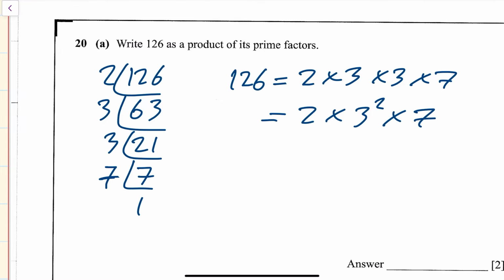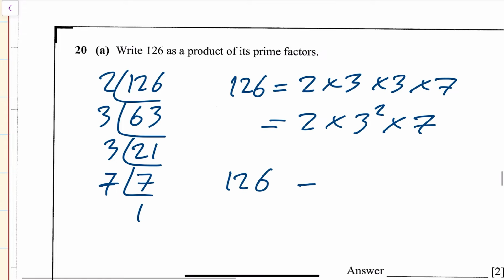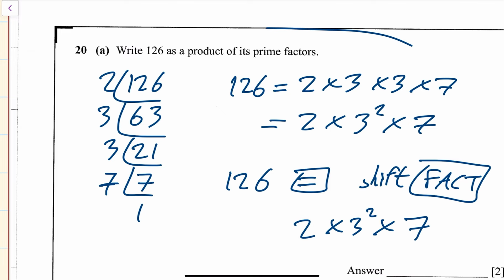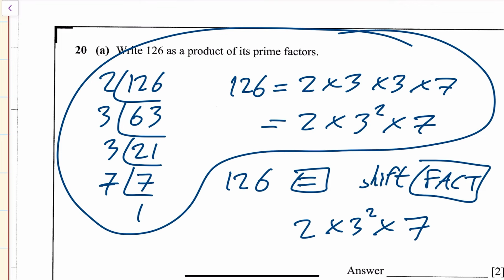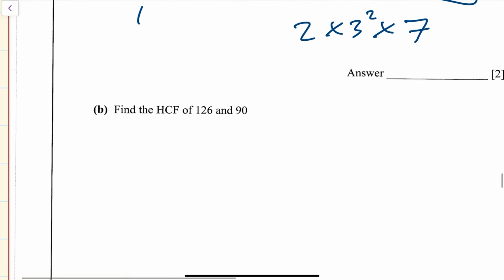Okay, how do you do this? Using the calculator, quite a lot of calculators have got a fact button on it, which factorizes it. So put 126 in, hit equals, and then do shift and fact. And that should give you 2 times 3 squared times 7. I much prefer doing this, I have to say. But that's just because I'm old school. Okay. Right, so 2 times 3 squared times 7.